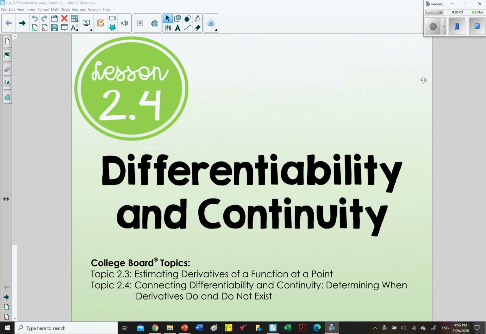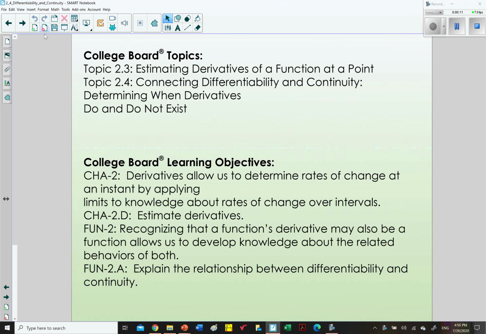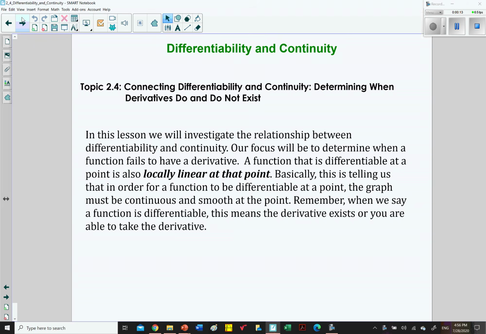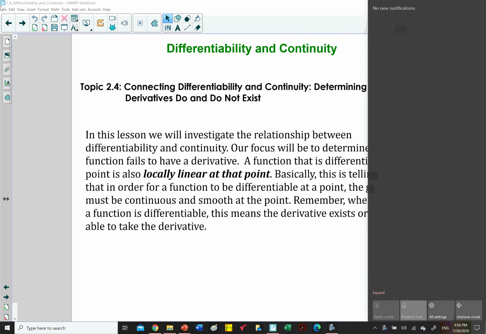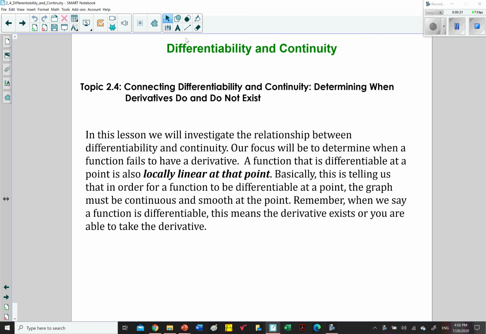Hey, welcome everybody. We're in lesson 4, talking about differentiability and continuity today. Really important topic. So in this lesson, we're going to investigate that relationship between differentiability and continuity, and when a function fails to have a derivative.